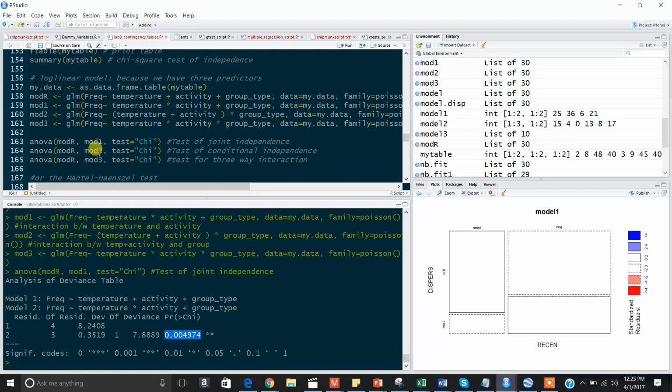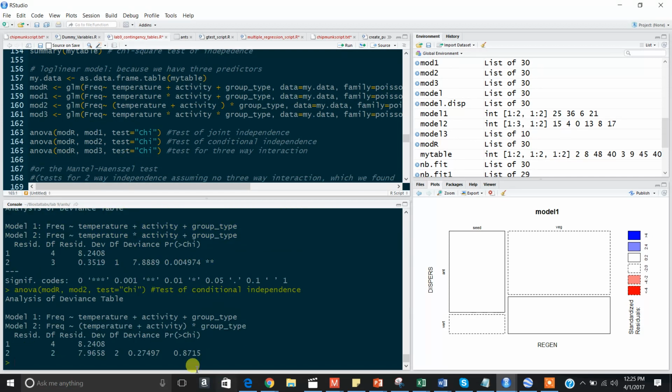All right, so now we're going to test model 2 versus the reference model. And this is for conditional independence. So again, this one was testing temperature and activity combined to see if it interacted with group type. So let's test that. The p-value we get for this is greater than 0.5. As a result, there is no interaction or association between combined temperature and activity versus group type.